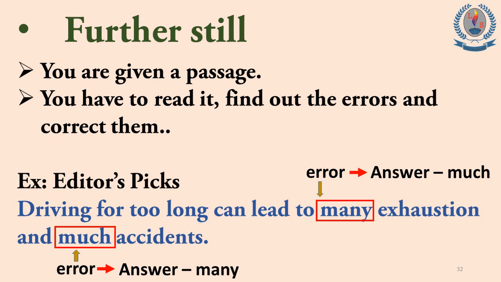What are they? Here, did you notice we can't use many with exhaustion as the word exhaustion is a singular uncountable noun. So, it should be much exhaustion. Then, we can't use much with accidents as the word accidents is a plural countable noun. So, it should be many accidents. So, the answer is driving for too long can lead to much exhaustion and many accidents.